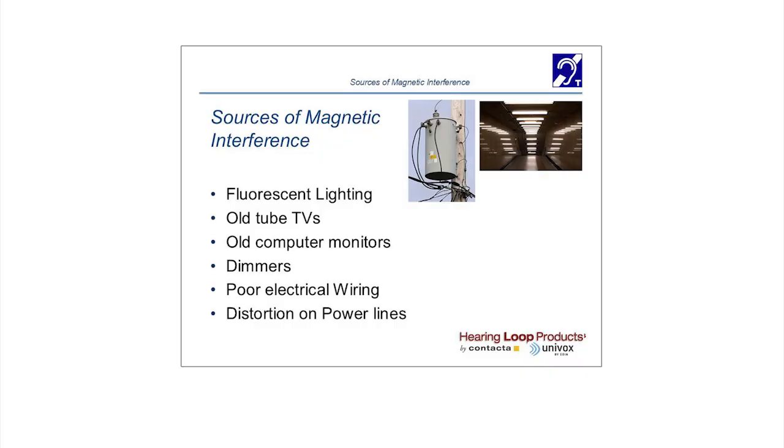Doug talked a little bit about sources of magnetic interference, and we'll go into it in just a little bit more detail. And then in the end, we'll summarize what improvements have been made and why, at least in the US, it's much easier to install a system relative to background interference today than it was even 10 years ago. Doug talked about fluorescent lighting, old tube TVs. We'll go through those.